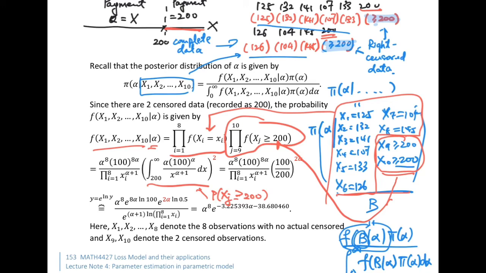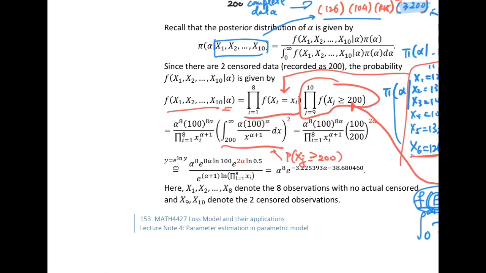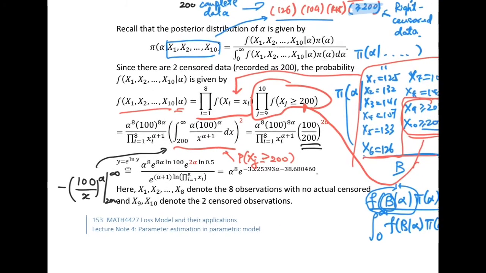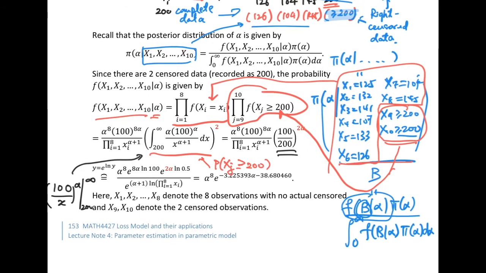Which is equal to 100 divided by s to the power alpha, integrated from 200 to infinity. So that will be equal to something like this. Now we get this f, which gives us these 2 important things.